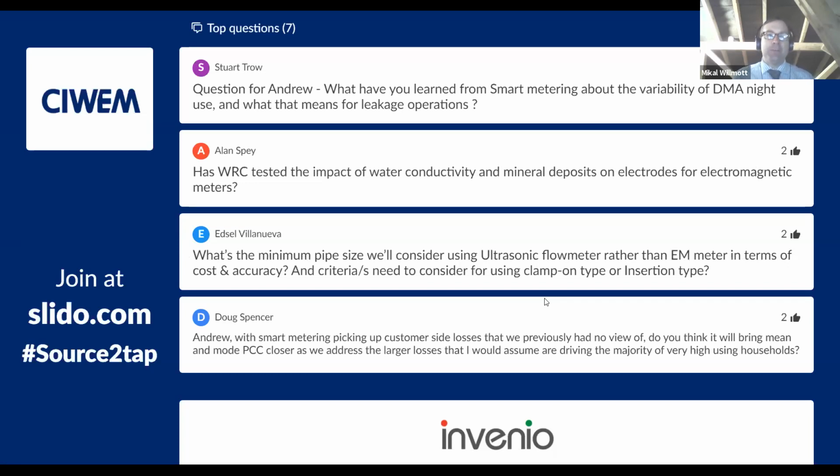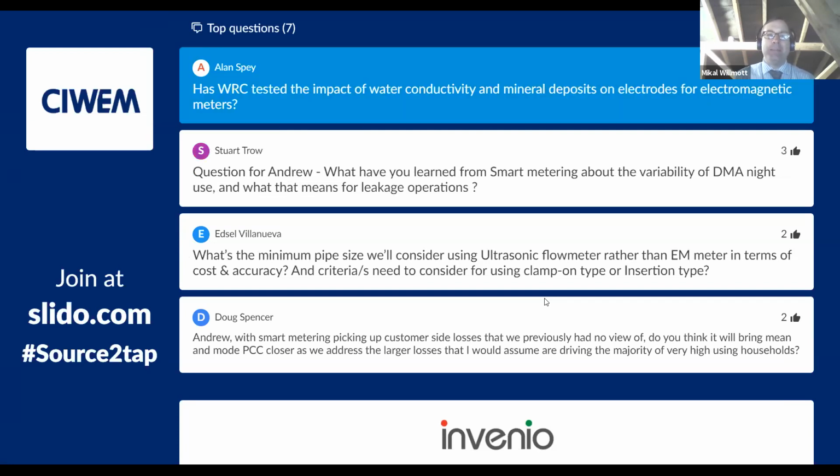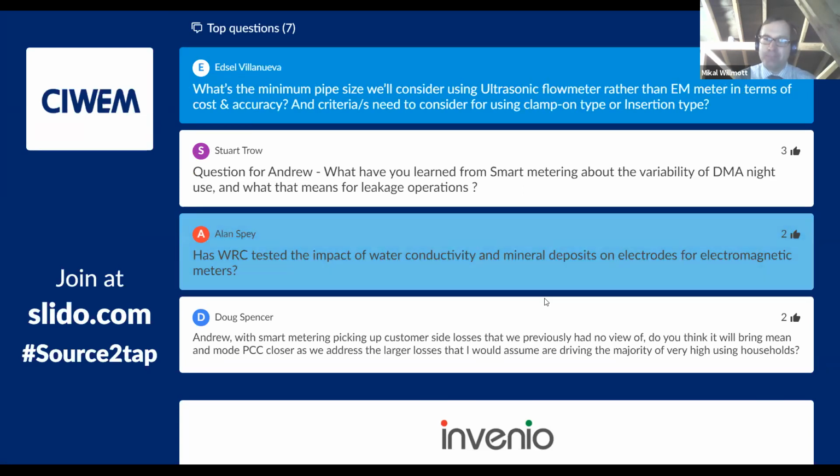Two questions. First of all, has WRC tested the impact of water conductivity and mineral deposits on electrodes for electromagnetic meters? And also another question about what's the minimum pipe size you'd consider using an ultrasonic meter on rather than an EM meter, and what criteria would you use, kind of a clamp-on meter or an insertion meter in front of an electromagnetic meter? So a couple of questions there for you, Andy.